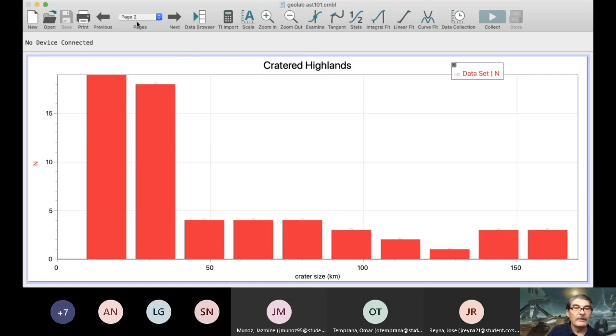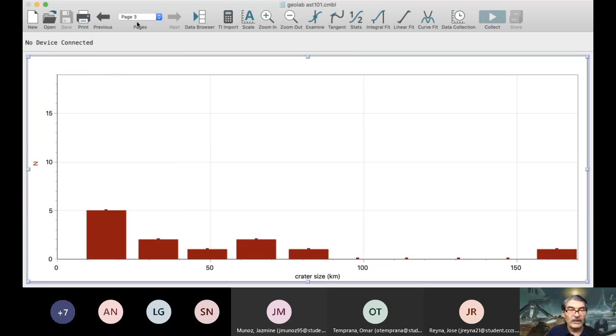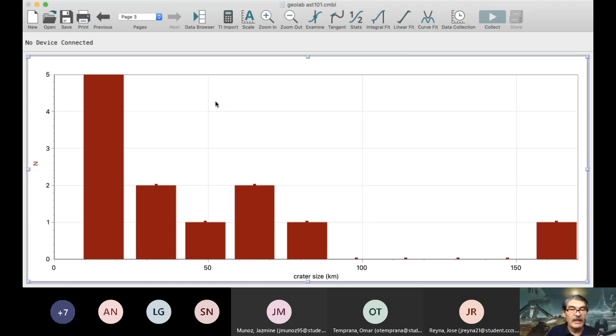And as a matter of fact, let me pull that up. This is what I got for the upper mare region. Let me just show you that. Highest number I got was 5, and they were small. So again, you could do a weighted average to figure out the crater size for all of those.